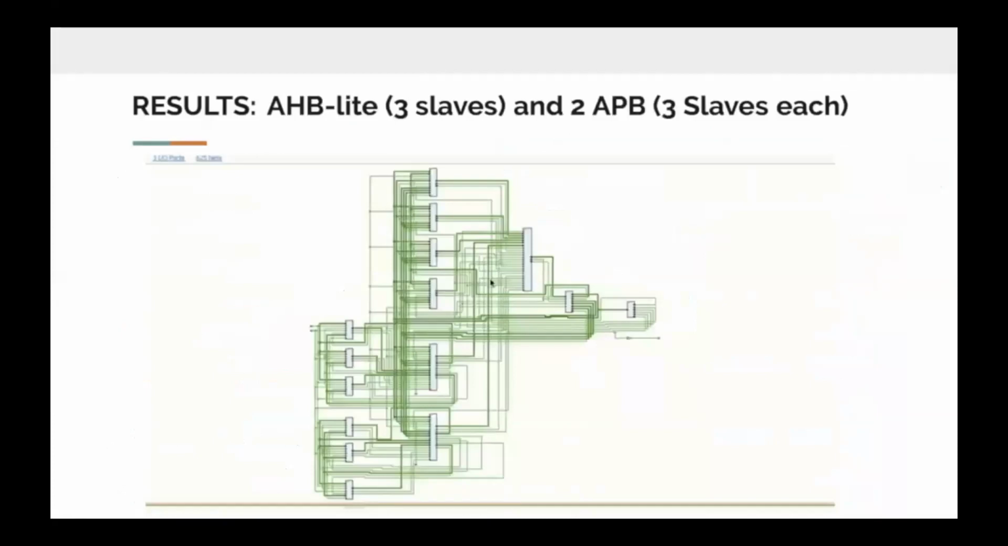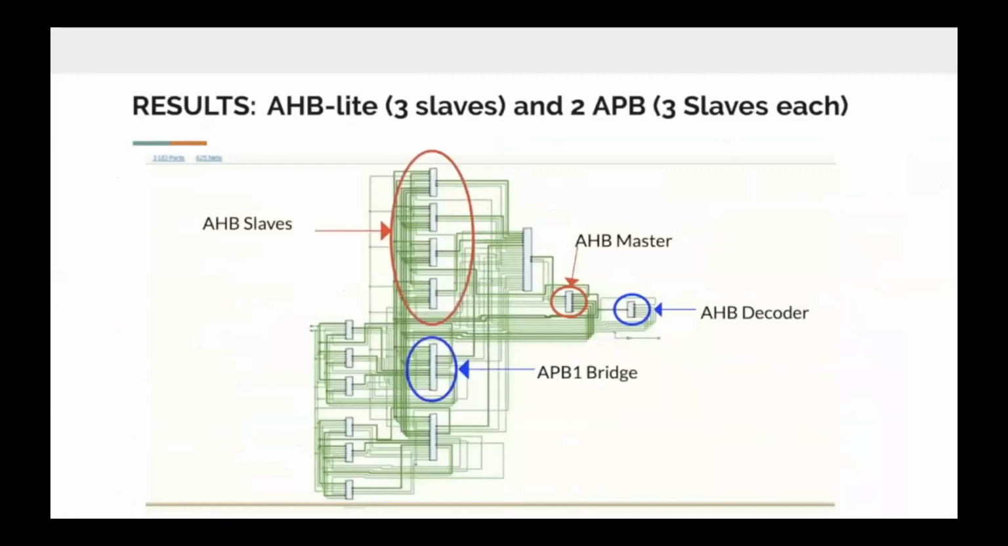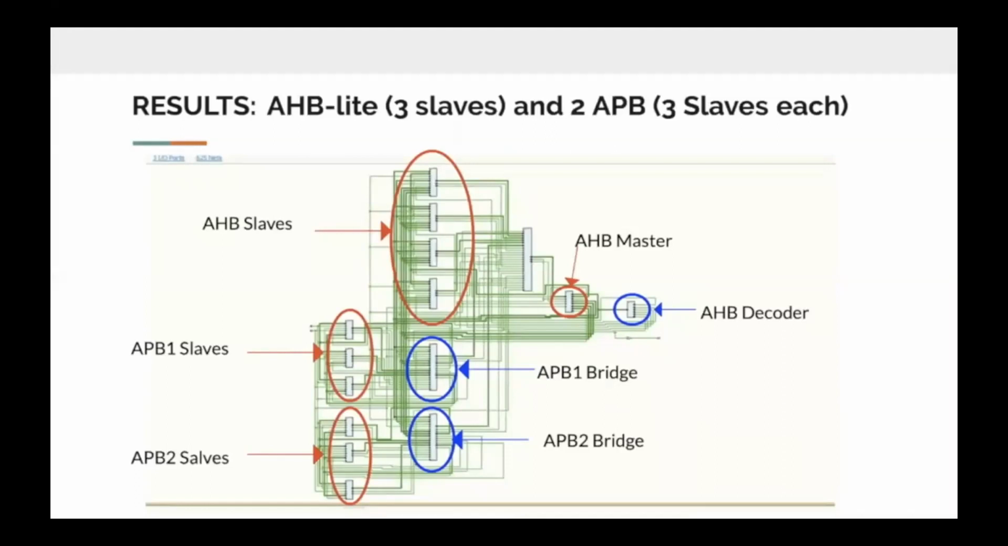Lastly, again, this is the schematic that is produced. Here we have the AHB master, the AHB decoder, the AHB slaves, the APB bridge, the second bridge, the slaves corresponding to the first APB system, the slaves corresponding to the second APB system, and lastly we have the multiplexer that multiplexes all the data from the AHB slaves into the master.